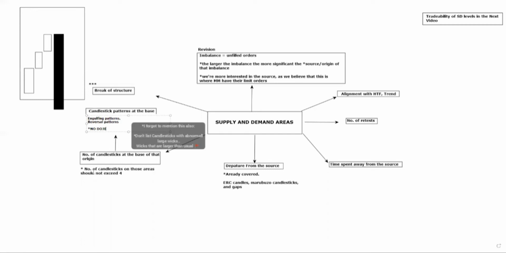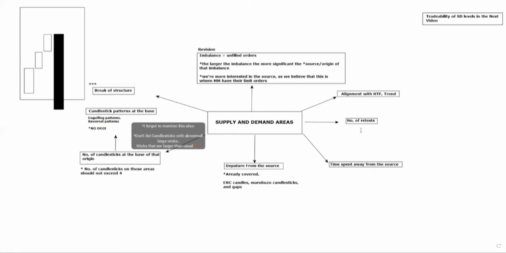The amount of candlesticks where the price turned, where the imbalance started. We're talking about where the imbalance started. The amount of candlesticks in that range should not exceed 4. Best patterns are the engulfing patterns and reversal patterns, right? No dojis. Hope that's clear enough, right?